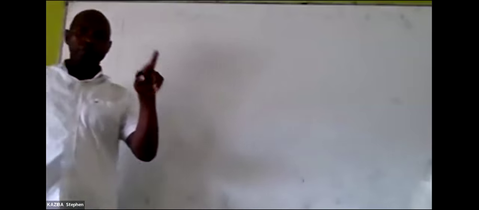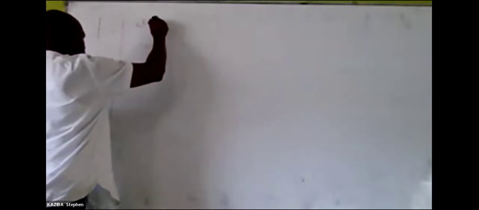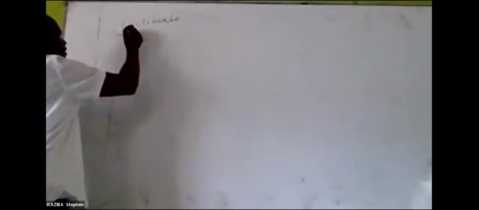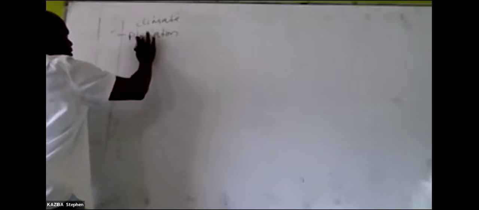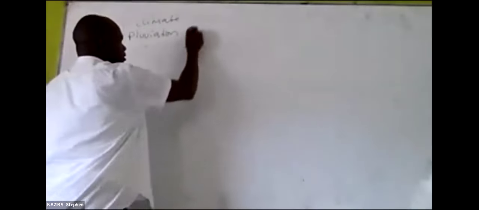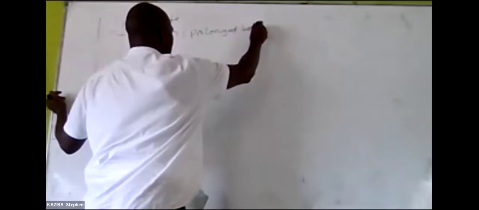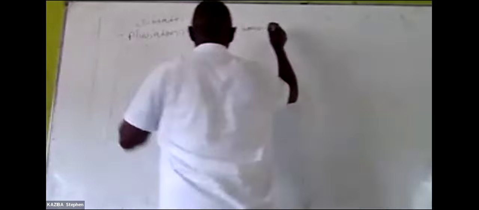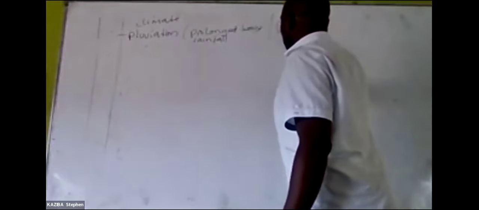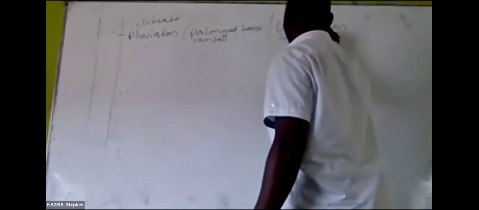So the causes, because we are catering for two things, the points are going to be like this. The first point is climate. Under climate, we have pluviation, which is the same as prolonged heavy rainfall. So the points you said are pluviation and desiccation. Desiccation is the same as long droughts.